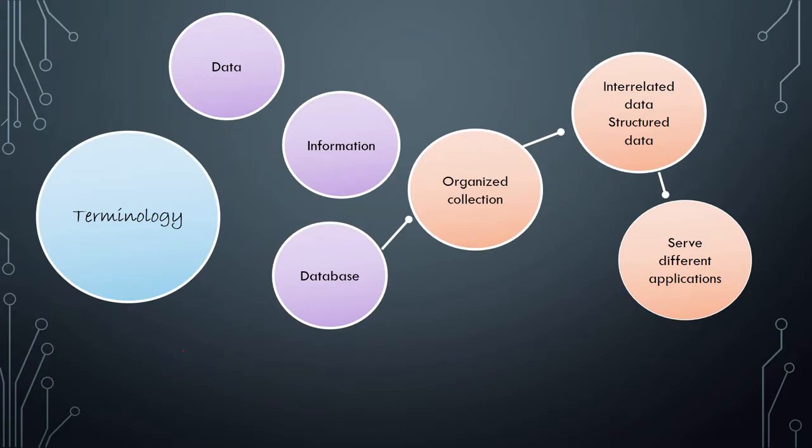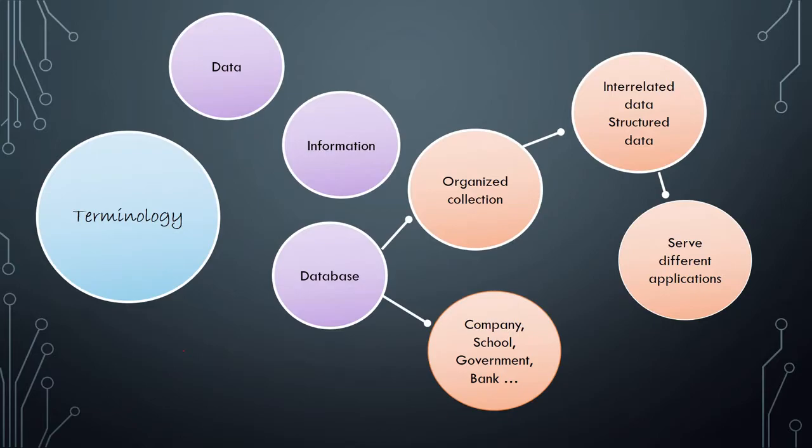So basically, a database is an organized collection of interrelated data or structured data which serves different applications. We have different types of examples of database. It can be of a company, it can be of a school, it can be of a government, bank, etc.